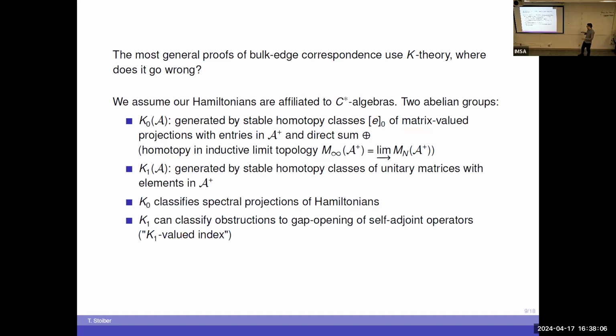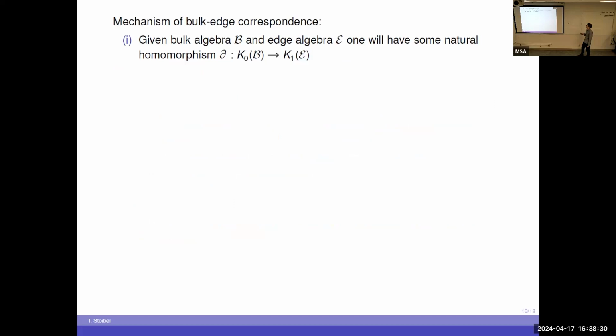And the way that this comes into play is, of course, that this K0 group will be used to classify spectral projections of Hamiltonians, which belong to particular algebras. And this K1 group takes the role of some kind of obstruction to gap opening. So this will be used to classify edge modes via some index theory. Okay, I mean, just take this for granted.